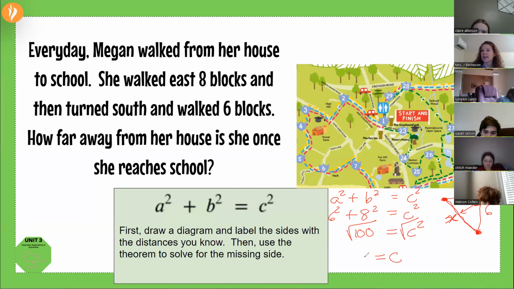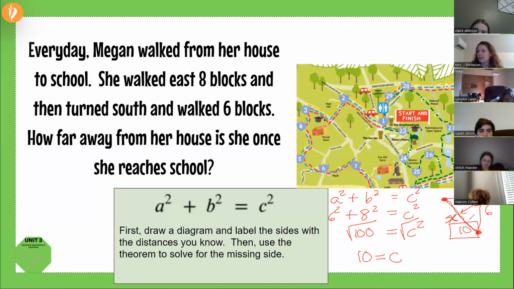Isaiah has already answered me. Darius has answered me. Jimena, Colton have answered me. Thank you, guys. Thank you, Zabdi. Thank you, Hayden. The square root of 100 is 10. So she is 10 blocks from where she started, you guys.